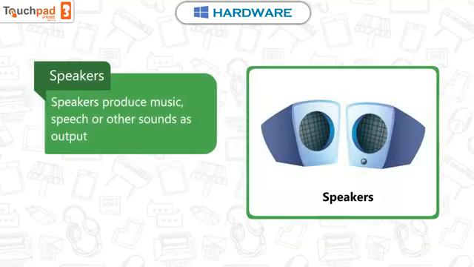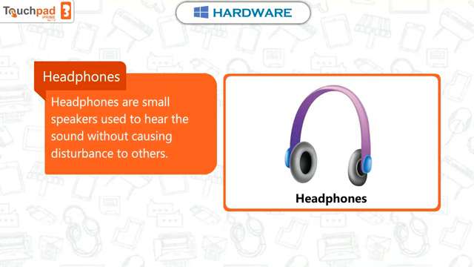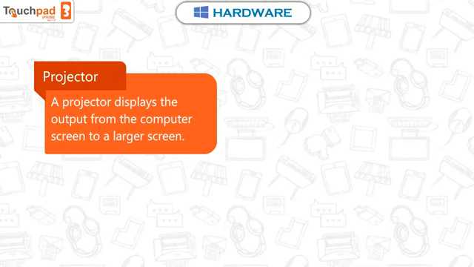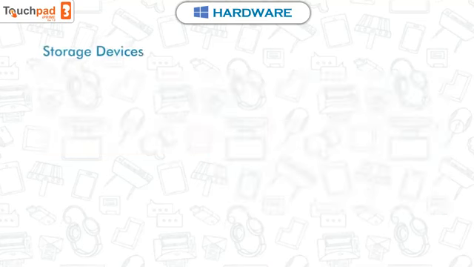Speakers produce music, speech, or other sounds as output. Headphones are small speakers used to hear the sound without causing disturbance to others. A projector displays the output from the computer screen to a larger screen.